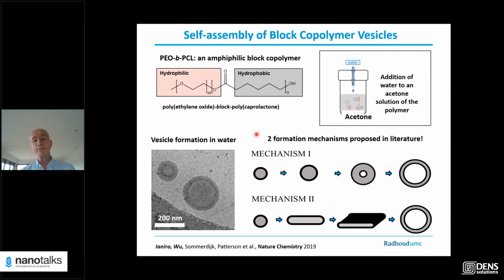Now, for the mechanism of formation of these vesicles, there were two proposals in the literature. One was that it would start from a micelle. The micelle would grow so big that it would have a hollow interior, and from that a vesicle would form. The other mechanism was that we would start from the same micelle, that the micelle would grow out to a worm-like micelle, eventually to a flat membrane that then would close into the vesicle. And our aim was to investigate this process.